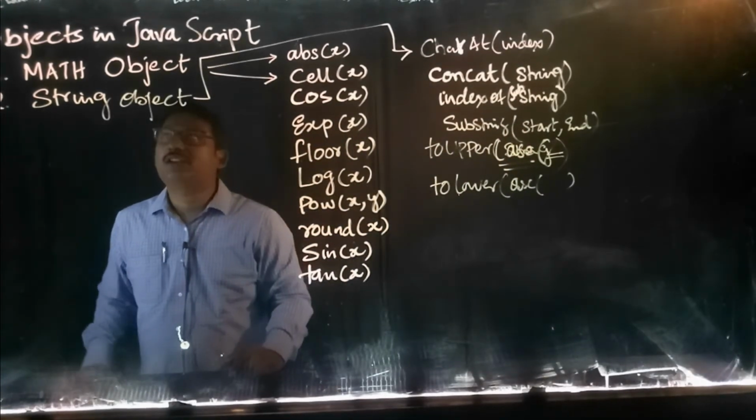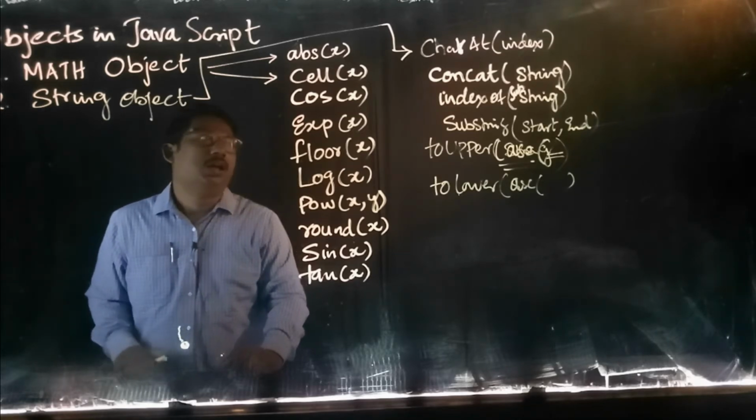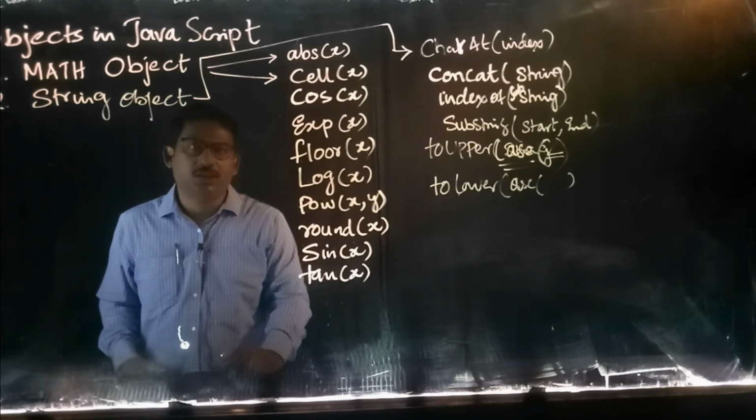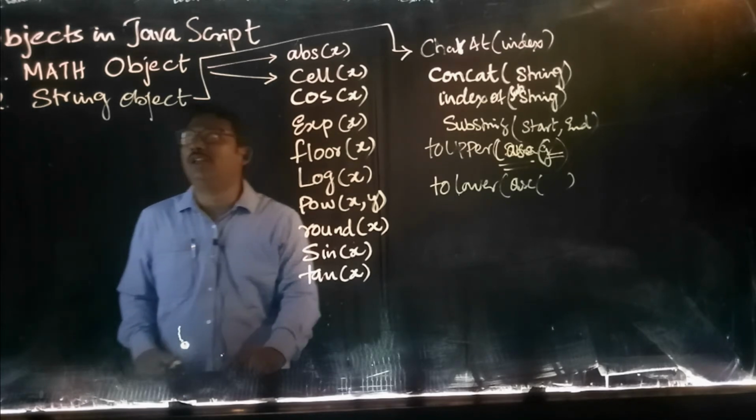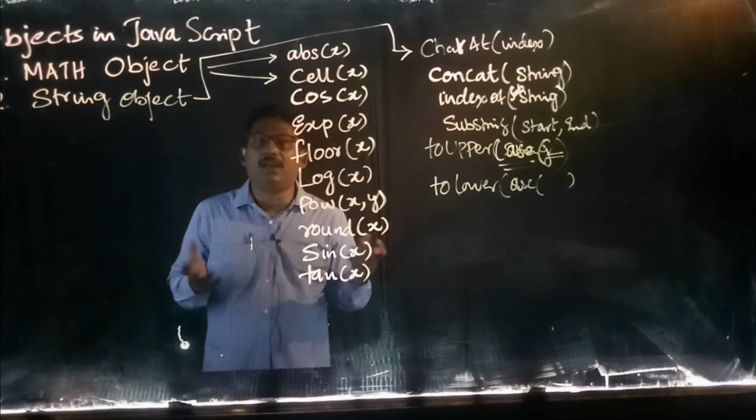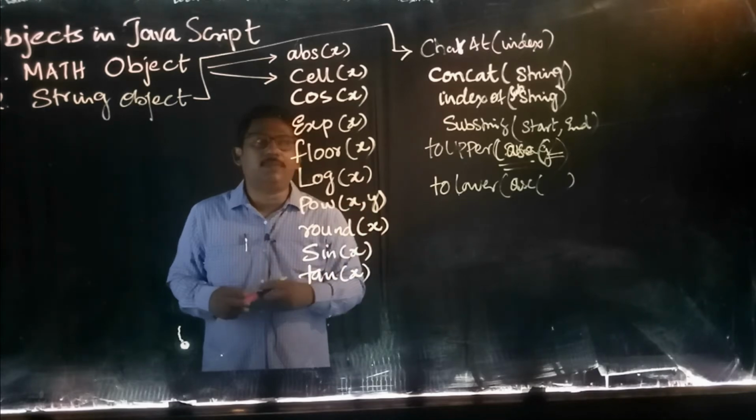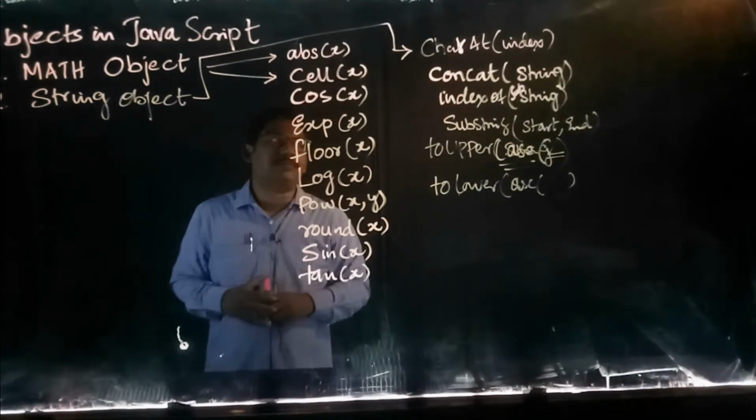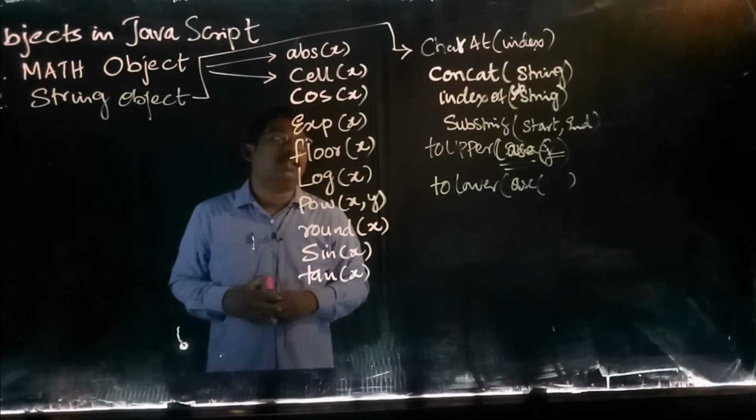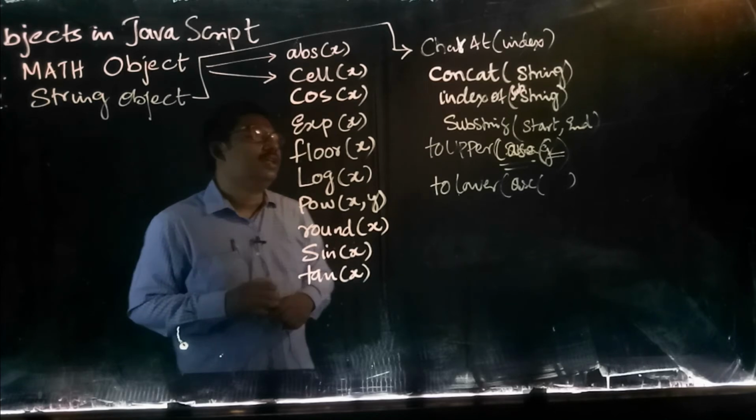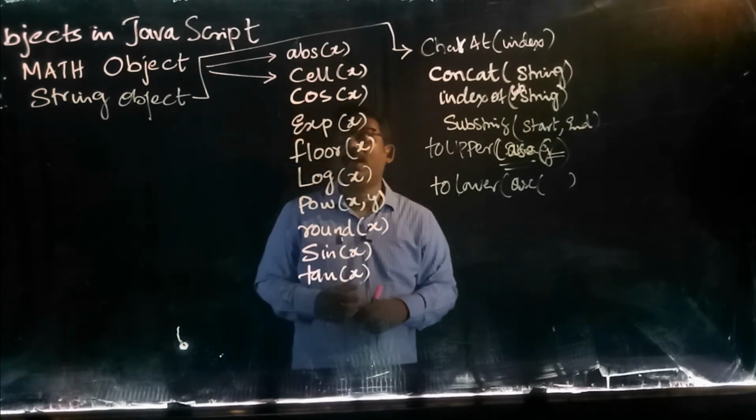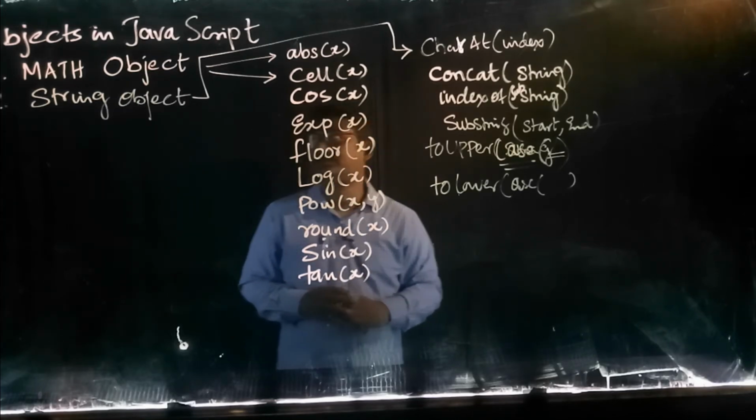These all are the string objects. charAt the index: the character at the index will be identified. The index starts with 0. Then concat, you can concatenate, that means you can club two different strings into one string. Then indexOf the substring, you can identify the index. Then substring of start comma end, that means by giving the starting element and ending element, you can get a substring.